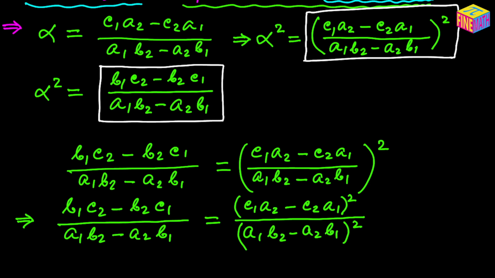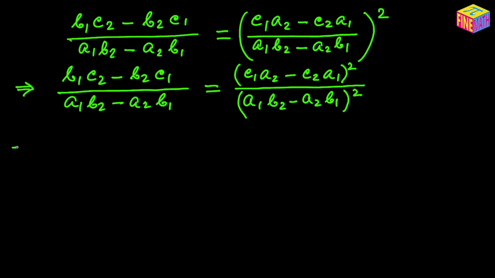Now from here what do we get? Well, you see that we have the same denominator here and here. Here we have a whole square, so we have two of them here on the right hand side in the denominator, and on the left hand side we have one of them.